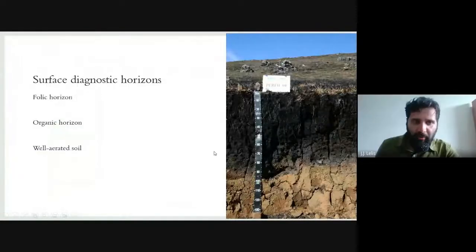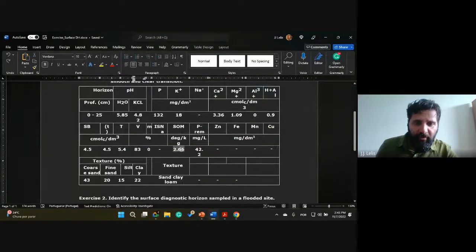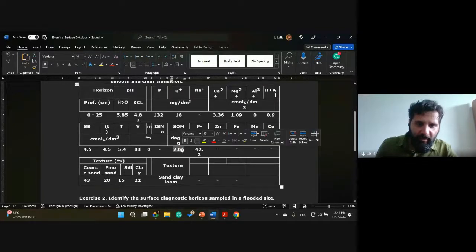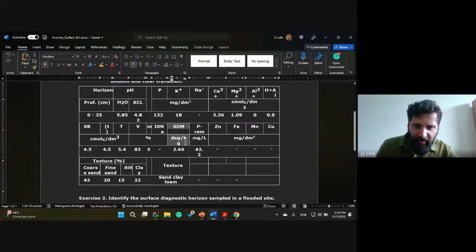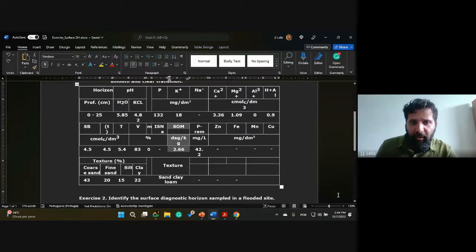The folic horizon, we know that we should present a high content of organic carbon to identify a folic horizon. In this case, we have only 2.6 of soil organic matter. Soil organic matter is not the same as organic carbon, so we have to calculate the content of organic carbon in this case. Let's do it.